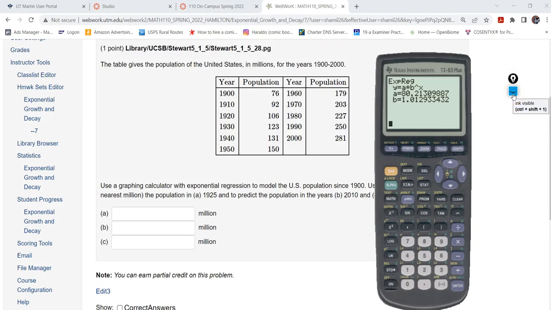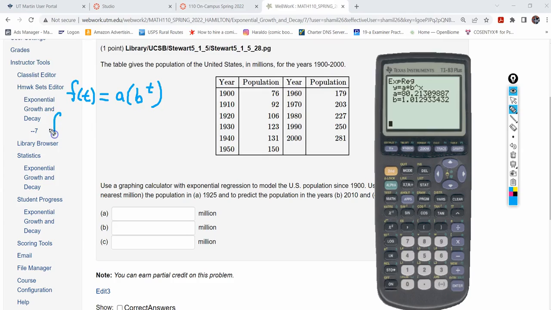I want to write this as a function of t. So instead of y, I'm going to write it's a function of t. So my x values were my actual years, but I'm going to write instead, I'm going to use the letter t. So it's going to be a times b to the t. Okay. Now let's see what it said my a value was, and we want to take a to 4 decimal places. And so my a is 80.2131.